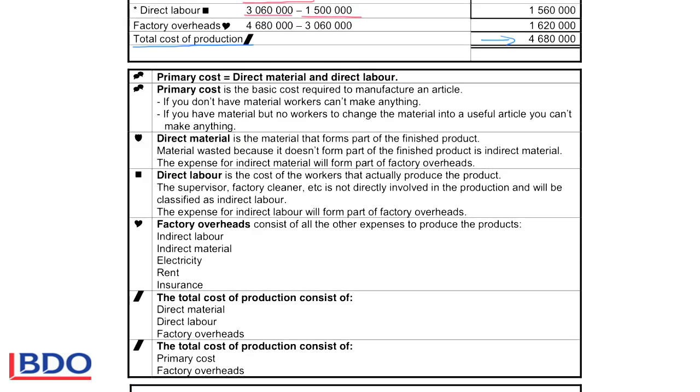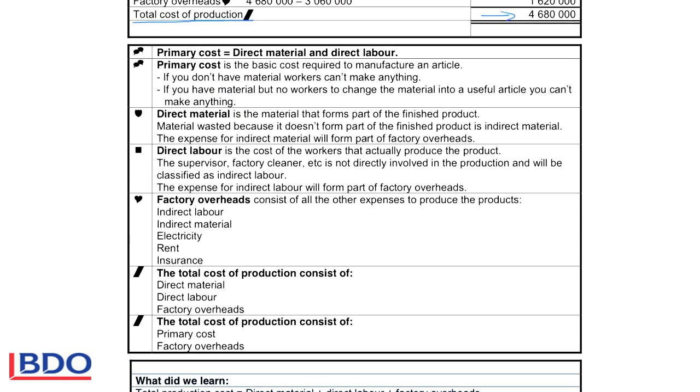Okay, so if we look at all this terminology that we used, it is very important that you must remember that primary costs consist of direct material and direct labor. You can't make anything if you don't have workers to make the things. You can't make anything if you've got workers but you don't have material. So therefore, you must have material and labor to be able to make something, and that is why direct material plus the direct labor forms your primary cost.